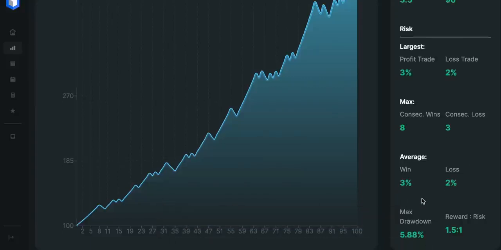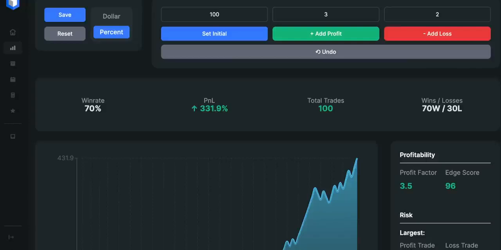These results basically tell us that the strategy is quite reliable and we should definitely forward test it with paper money.